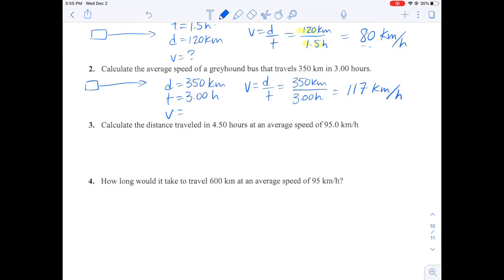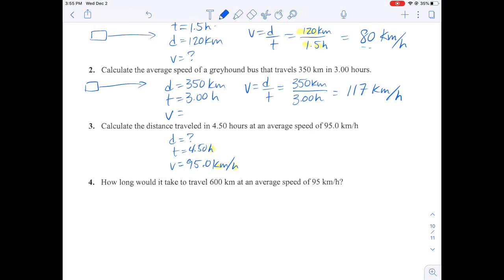Here they're asking us to calculate the distance. So in this case, I want the distance. The time is 4.50 hours, and the speed is 95.0 kilometers per hour. So I get unit agreement. By that I mean that I've got hours and then kilometers per hour. So I should get an answer of a distance in kilometers. It's again distance traveled. Well, let's make this a circular object. We don't know what it is in this case, but it doesn't really matter.